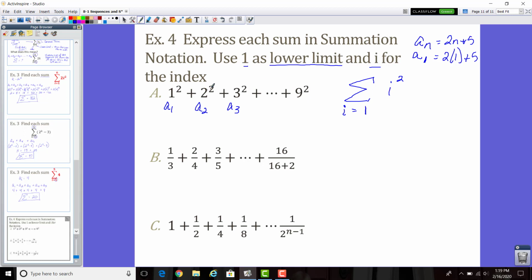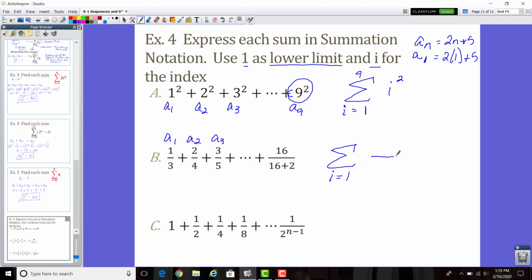This i changed to a 2 to get my second term. This i changed to a 3 to get my third term. Which then means this has to be my ninth term if i changes to a 9, which means my upper limit is 9. We're going to do the same thing for these others. i is my index, lower limit is 1. That means this is my first term, this is my second term, and this is my third term.